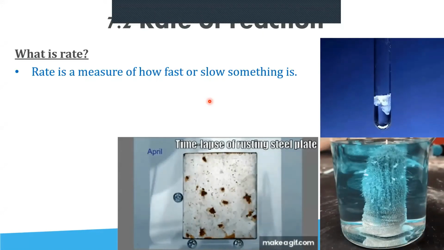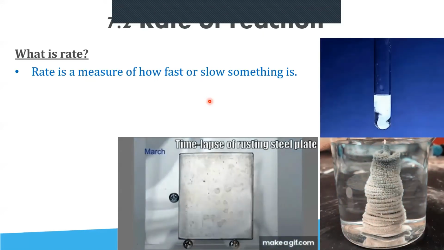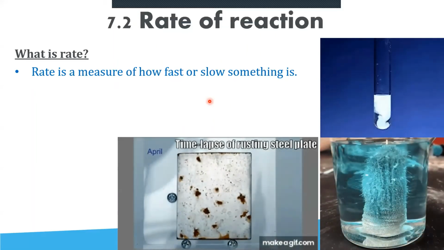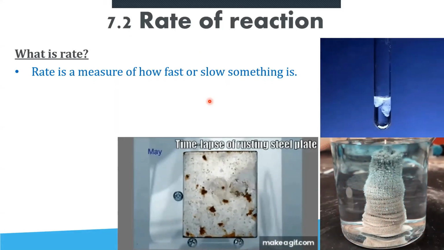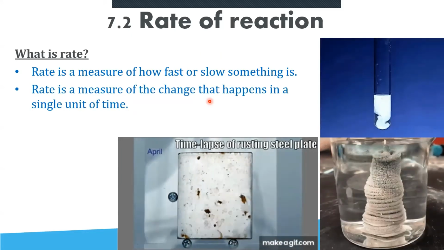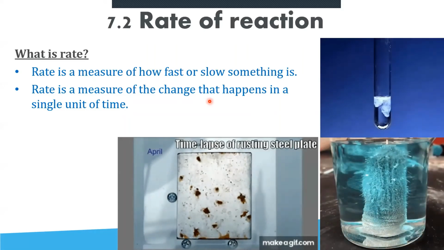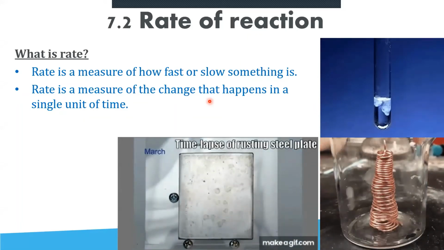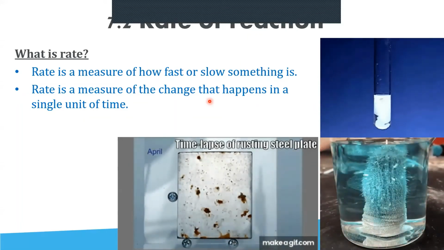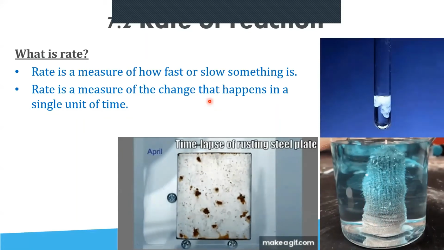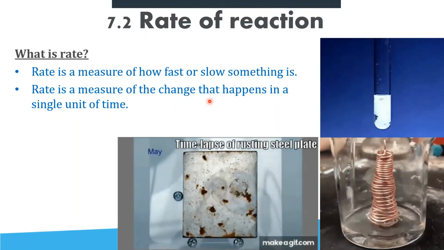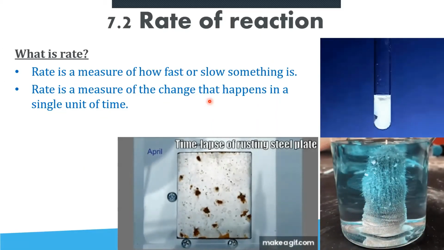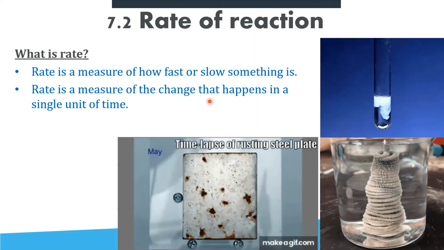So what is rate? Rate is a measure of how fast or how slow something is. So rate of reaction means how fast or how slow a reaction occurs. Rate is a measure of the change that happens in a single unit of time. So in terms of a chemical reaction, how fast the products are formed in terms of time. Time is the main factor here, and the other main factor is the amount of the products formed in a chemical reaction.